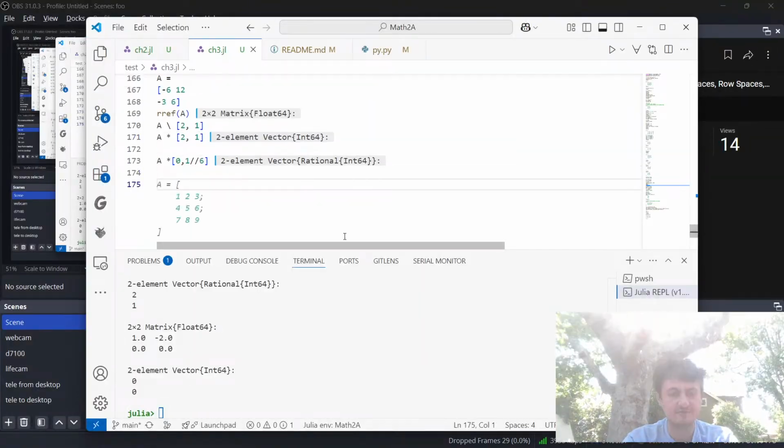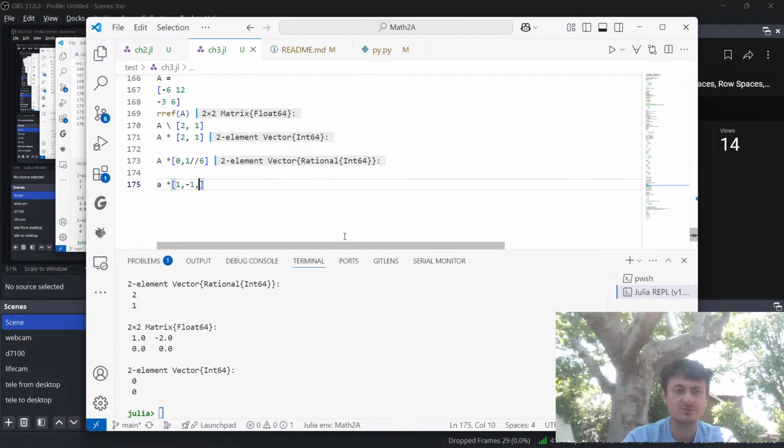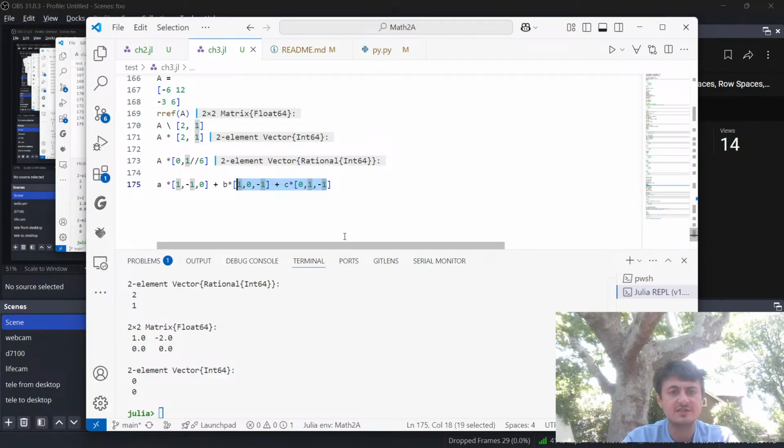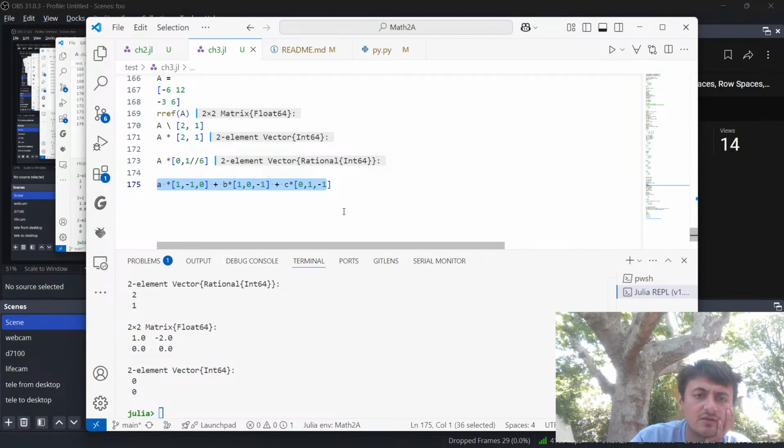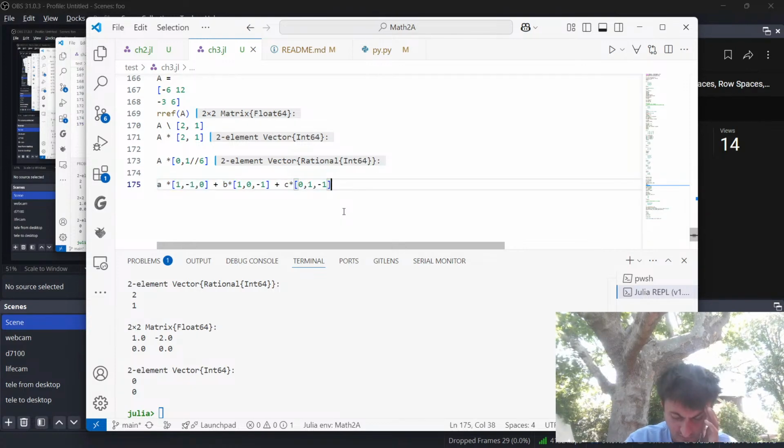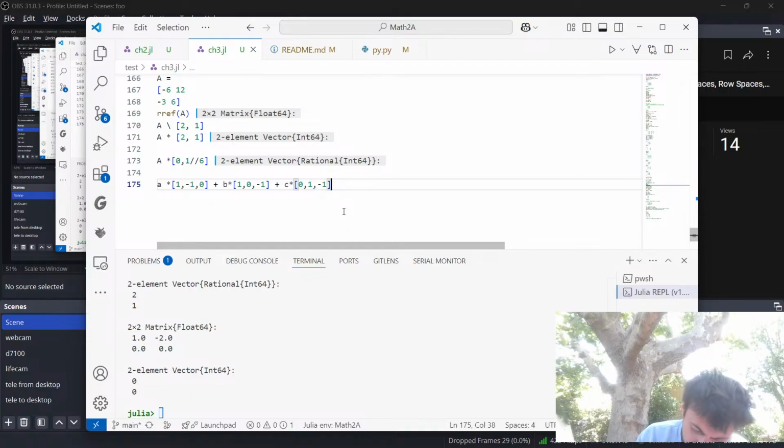So if you write it as a times 1 minus 1, 0, plus b times 1, 0 minus 1, plus c times 1 minus, this is minus 1. Then if this is the case, wait, this is not true though. This is not right. No, that's not going to work at all. Wait, is it? Let's take 1, 1, 1. Let's just see. So you're going to get 2.